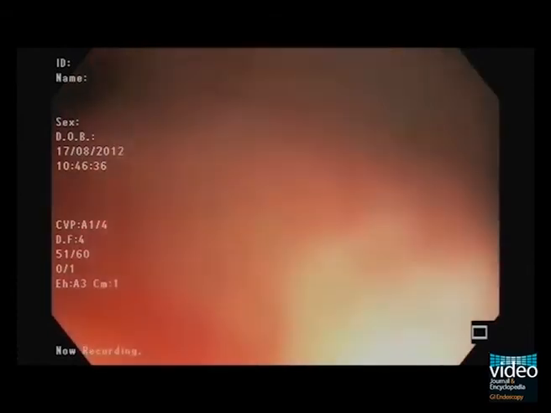Retroflexion of the scope in the rectum is undertaken to thoroughly inspect the anal-rectal junction.